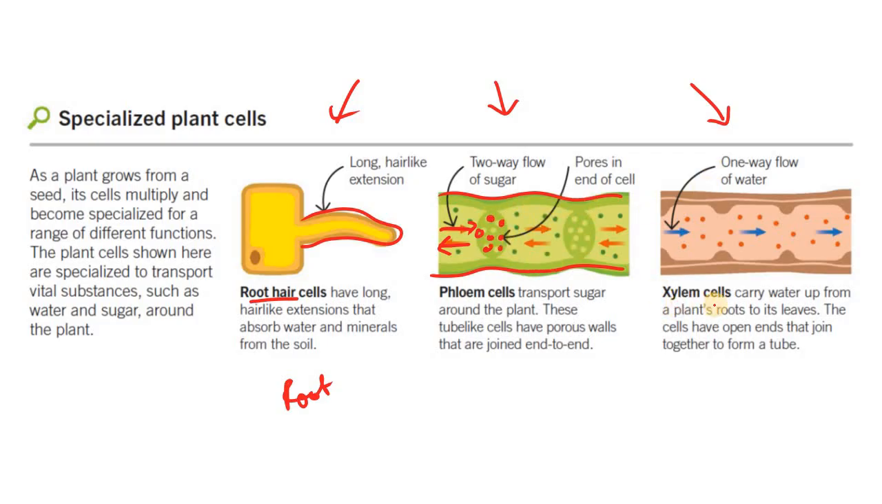Next we have the xylem cells. They carry water up from a plant's root to the leaves. So this is unidirectional flow, one-way flow of water. Basically, if this is a tree sort of, then the xylem cells over here are carrying the water from the root above, that is, from the root to the leaves. The cells have open ends that join together to form a tube. So their structure is again somewhat similar yet quite different to that of phloem cells.